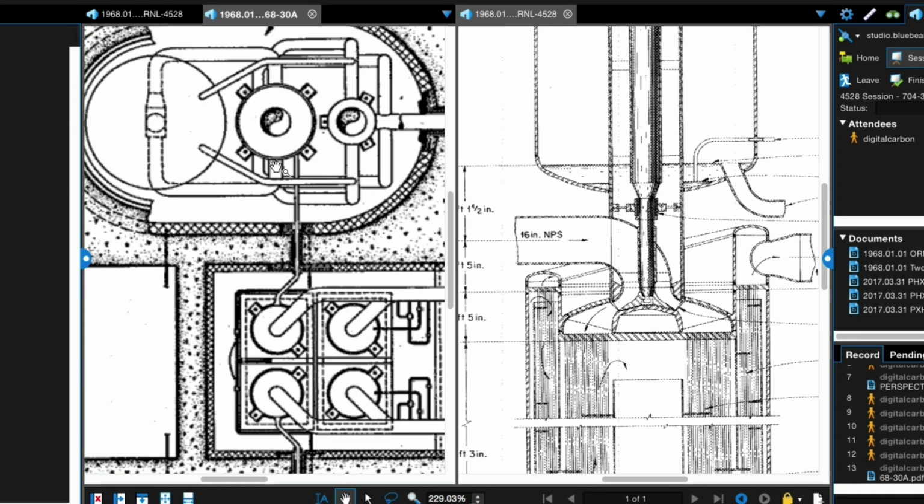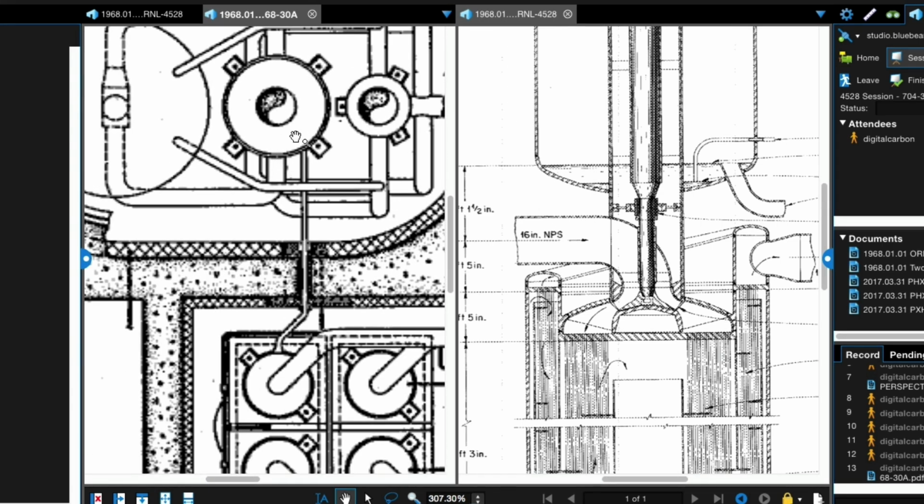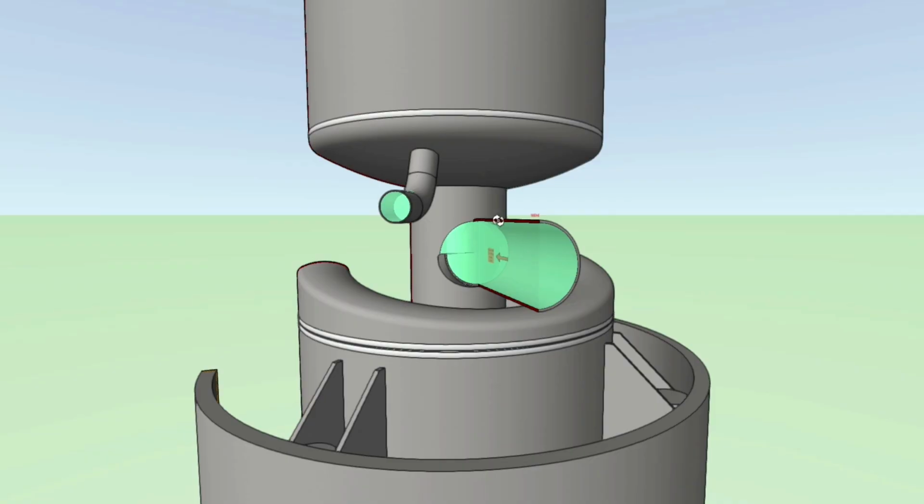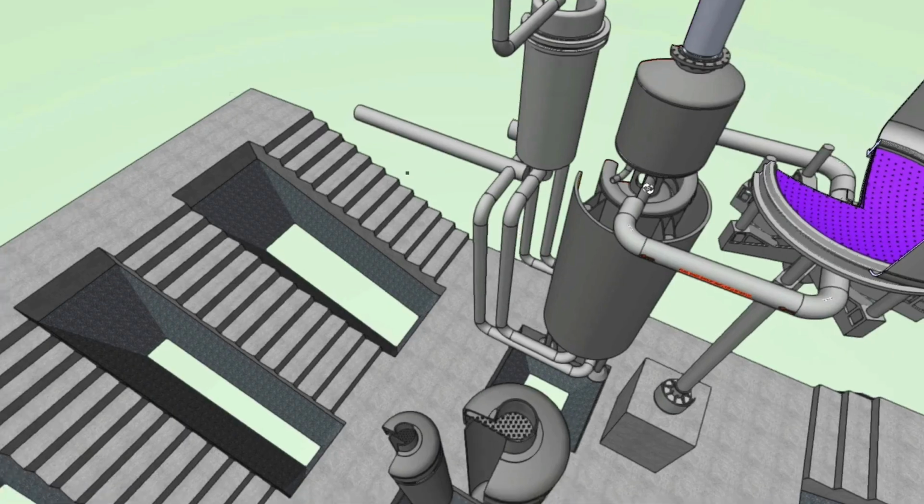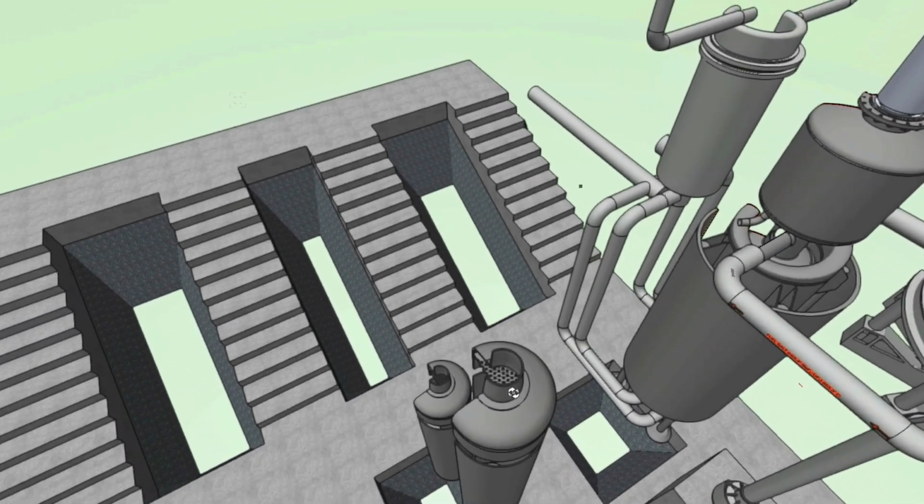But the fact that they offset it, that they're coming out at an angle, they're coming over, and then they're going back in at an angle just to avoid that pipe right there, which is this pipe right here they want to avoid, to be able to get over to this drain tank right here.